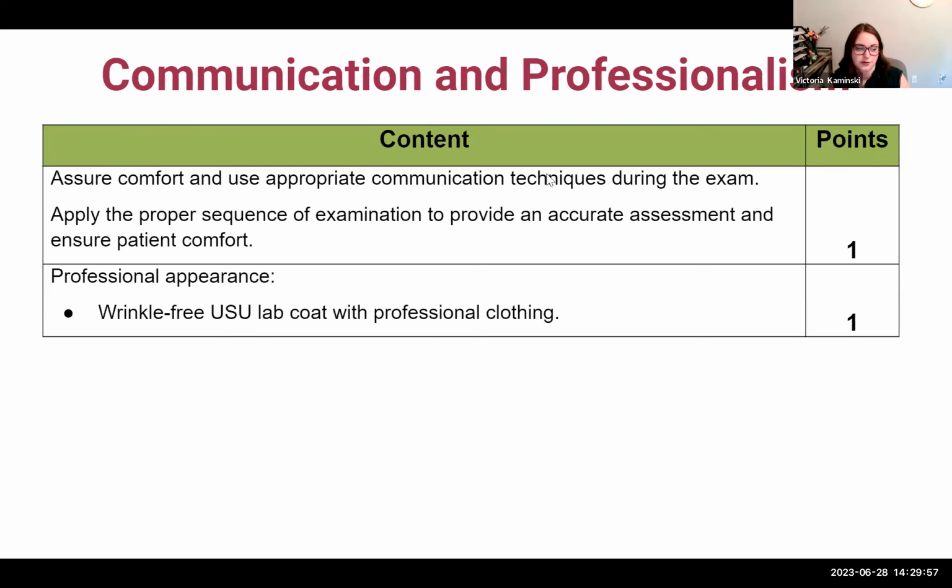And finally, we give you 2 points for your communication and professionalism, which are given. You should be wearing a wrinkle-free USU lab coat with professional clothing, and ensure that your patient is in a comfortable position and clothing during their exam, with appropriate communication during the techniques, and accurate assessment of those.